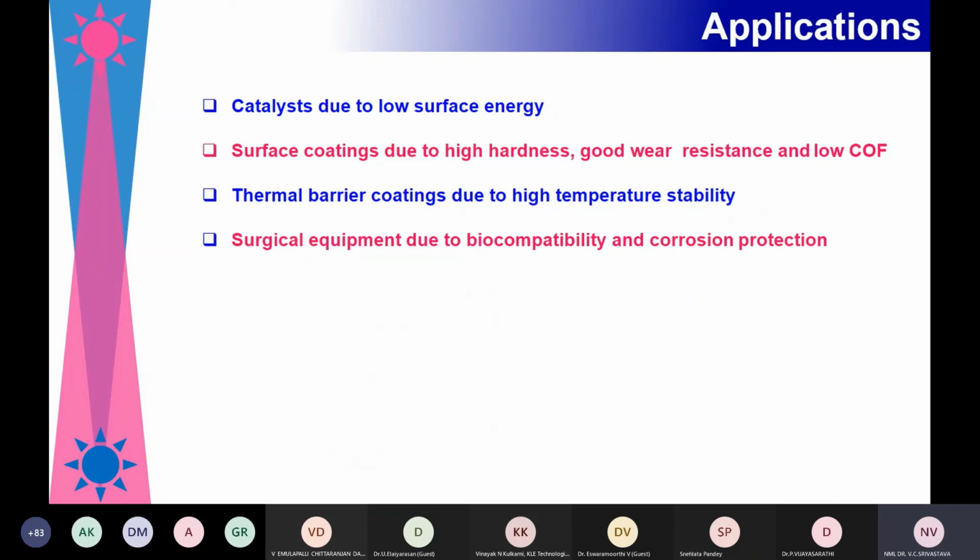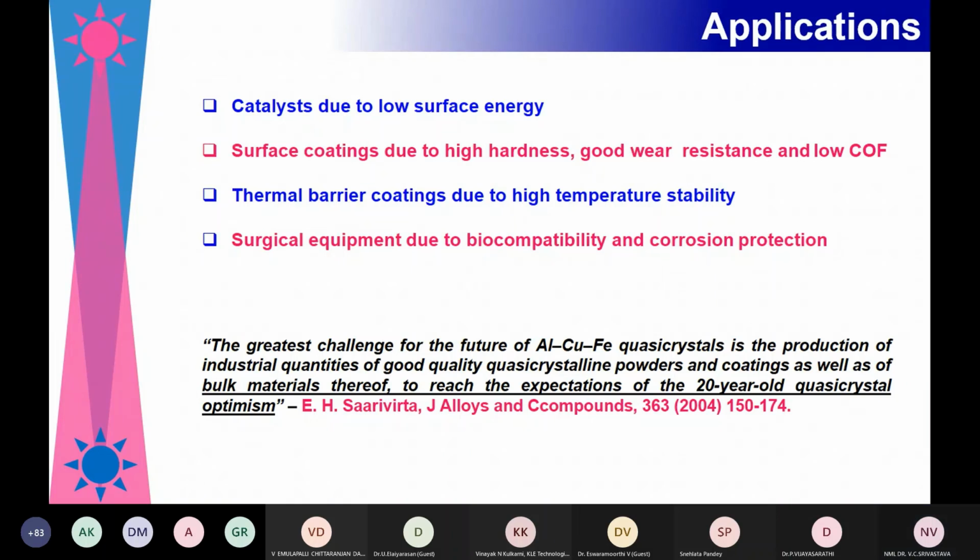And how it used to happen is that I read one review article in 2004, and it suggested that the greatest challenge for the future of this is the production of industrial quantity of good quality quasi-crystalline powders and coatings, as well as of bulk materials thereof, to reach the expectation of 20-year-old quasi-crystal optimism.